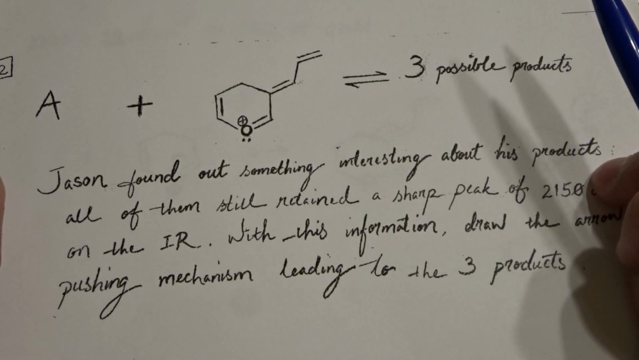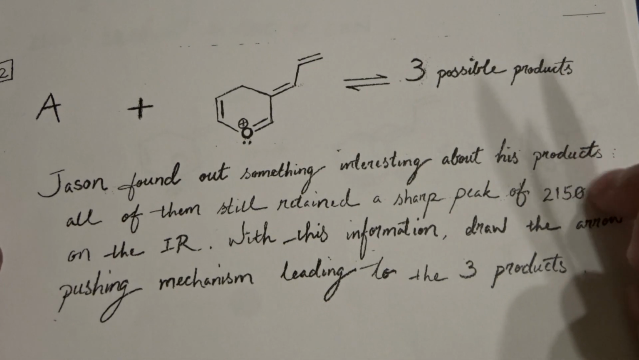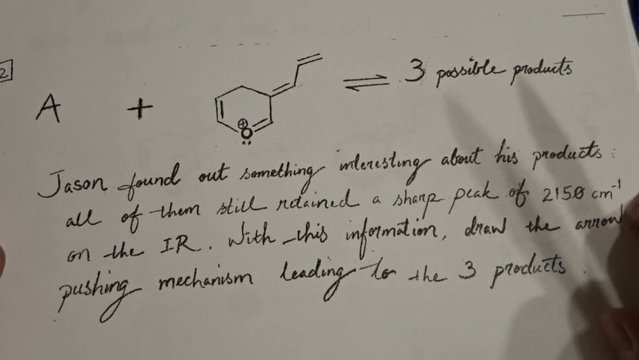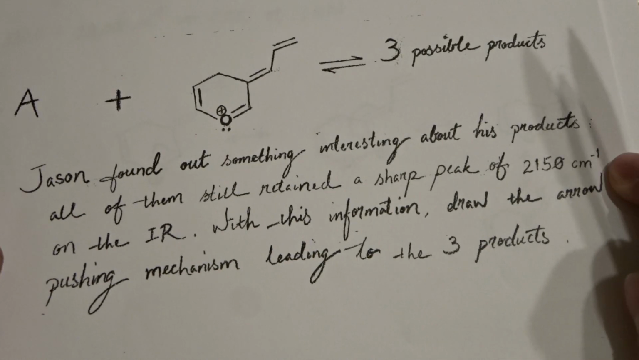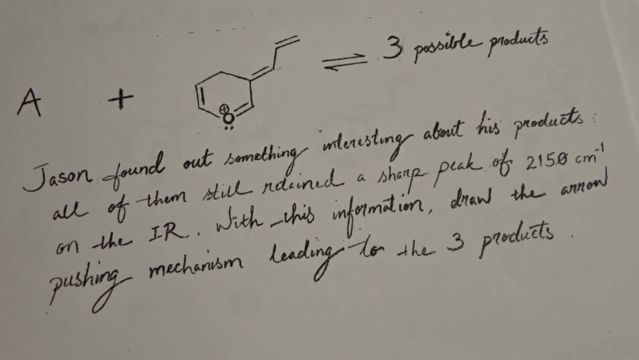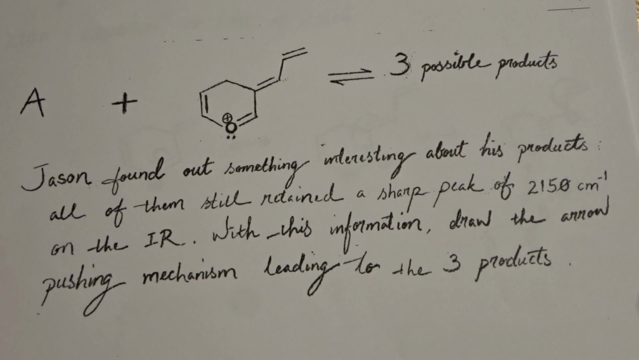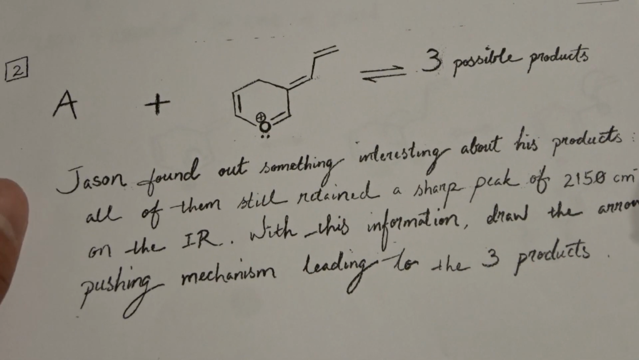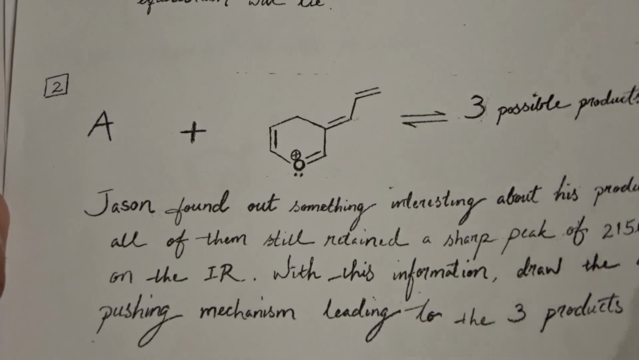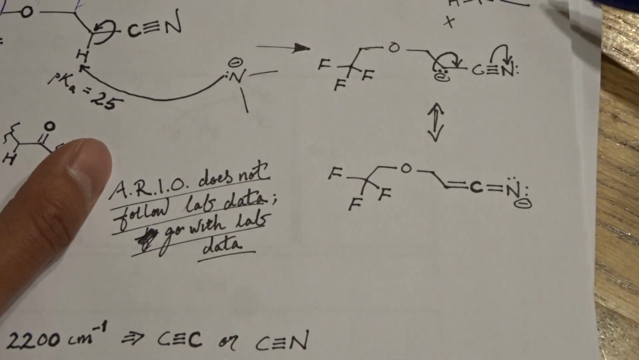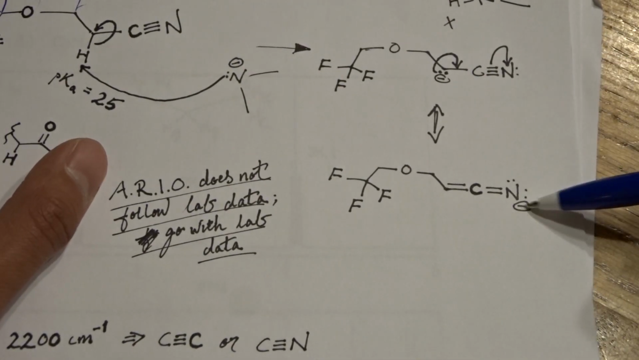All of them still have a sharp peak of 2,150, I guess, inverse centimeters on the IR, okay? So, right, with that information in mind, what the heck is going on? Right, so, okay, let's first bring in product A. So product A, we have 2 resonance structures, right? We have this and this.